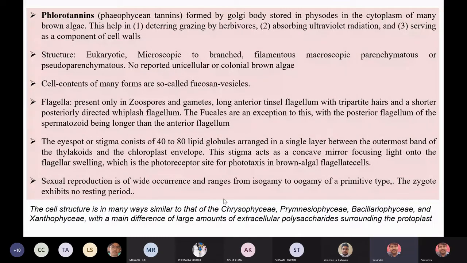So these were the basic characteristic features of brown algae. Is it clear to everyone? Yes, sir.